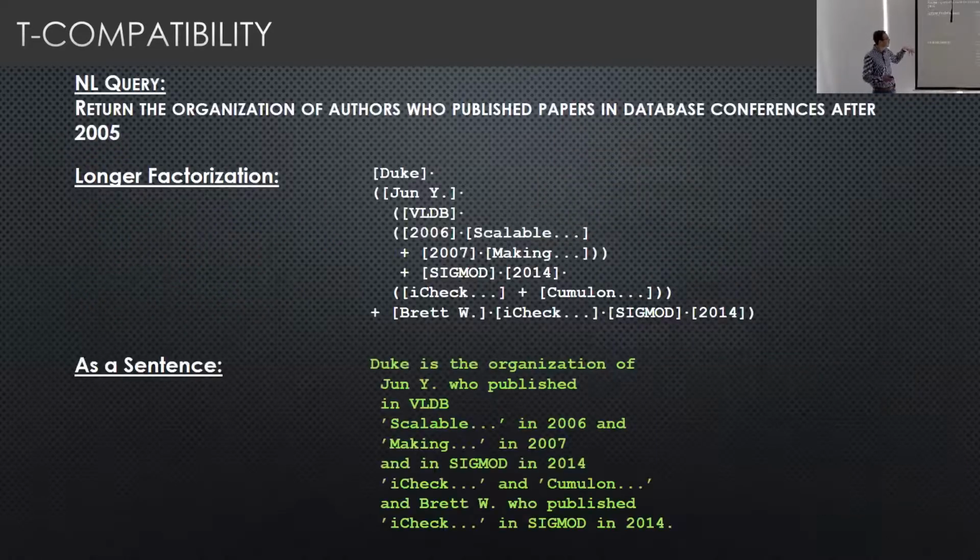If instead we consider the longer factorization that we've seen, which preserves these hierarchies between the words in the dependency tree, we see that we can generate a clear explanation sentence based on its structure and the structure of the natural language query. And in general, a factorization that preserves these hierarchies of the words in the dependency tree is called T-compatible, since it is compatible with the dependency tree.